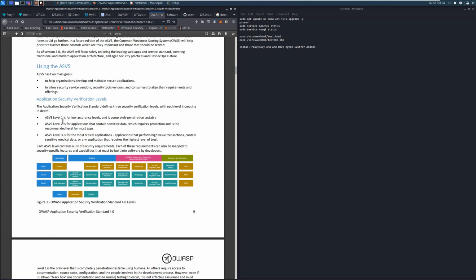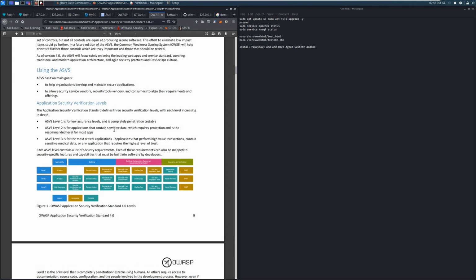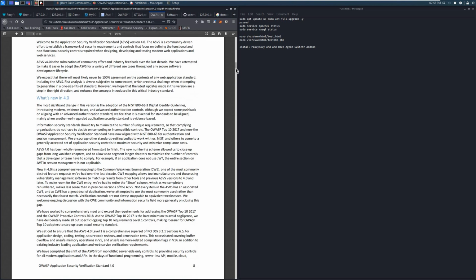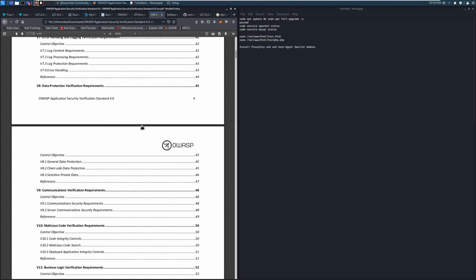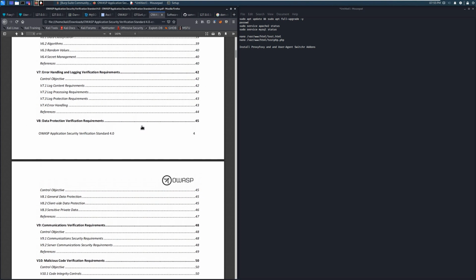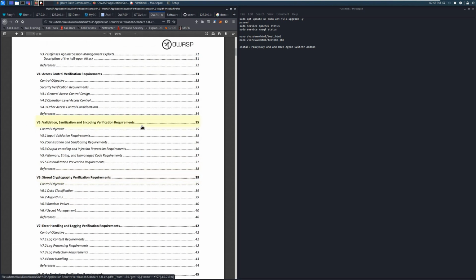As you can imagine, for level 1, you will need fewer checks than for level 2, and same for level 3. So the higher the importance of the application, the more thorough testing you have to perform, so to say. Okay, so let me just check quickly the agenda of this document and scroll to what looks cool.